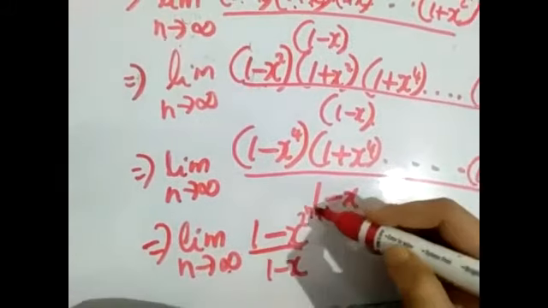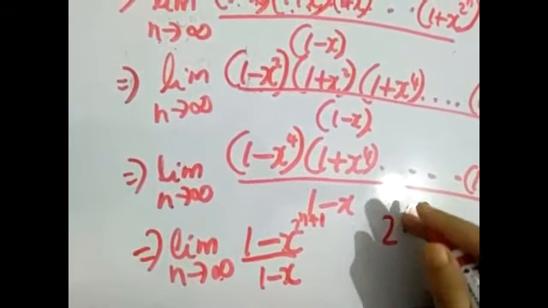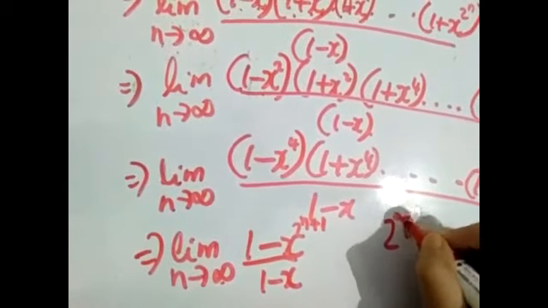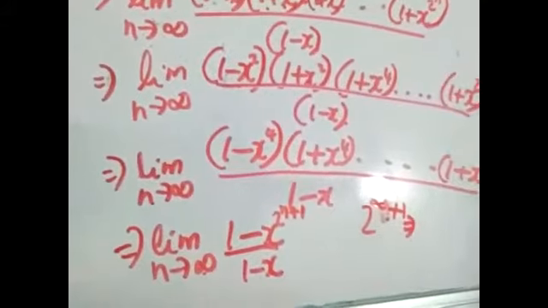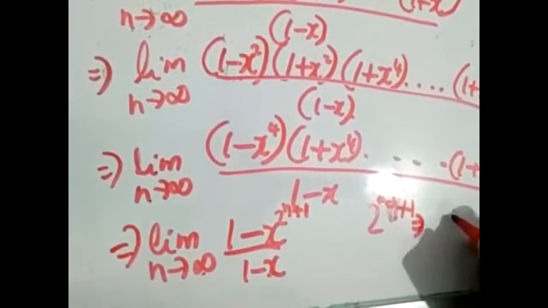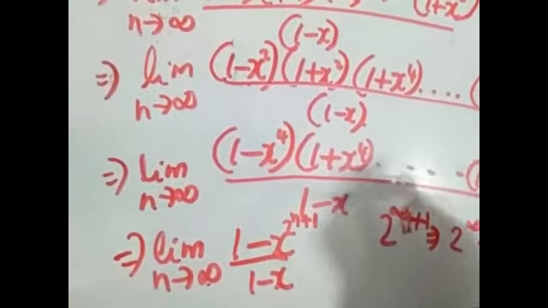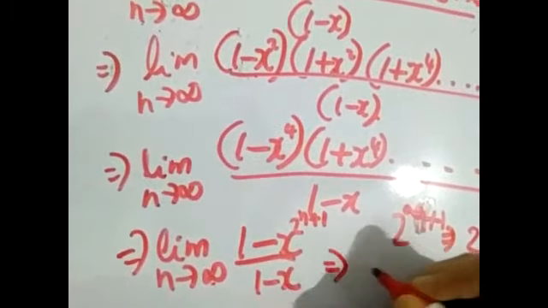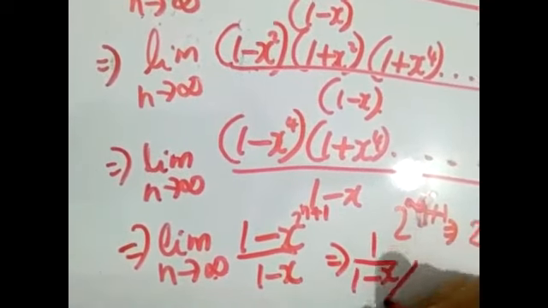And when I apply the limits, I'll get 2 raised to infinity plus 1, that's infinity. Infinity plus 1 can be considered as infinity itself. So x raised to infinity, since mod x is less than 1, I'll get 0. So when I apply the limits, I'll get 1 by 1 minus x. There you get the answer.